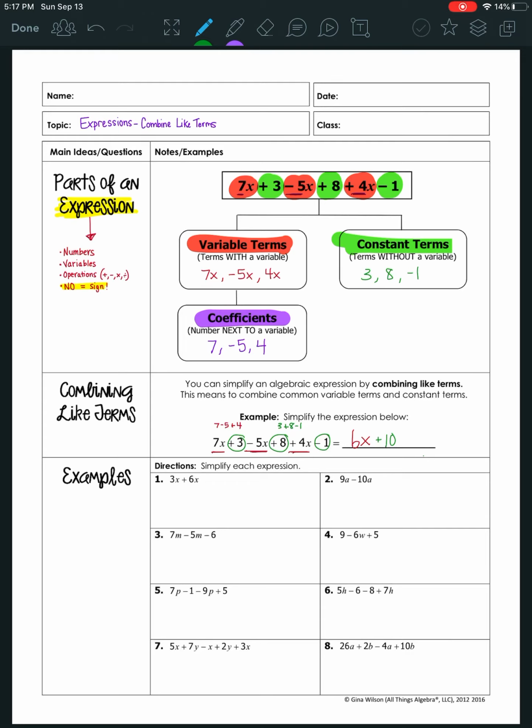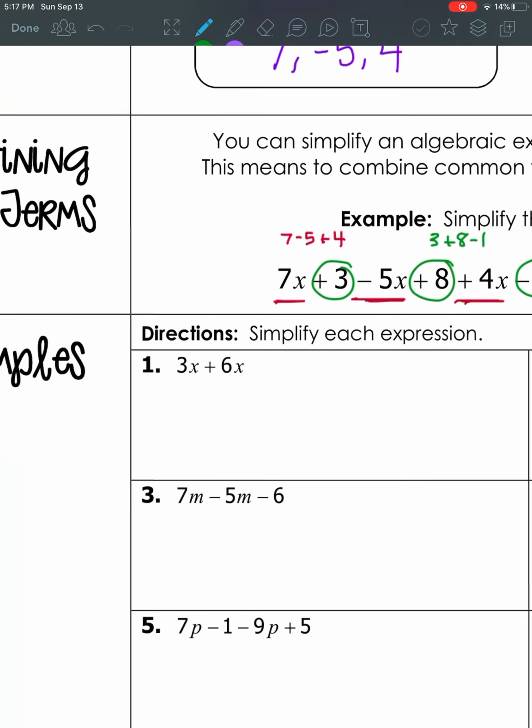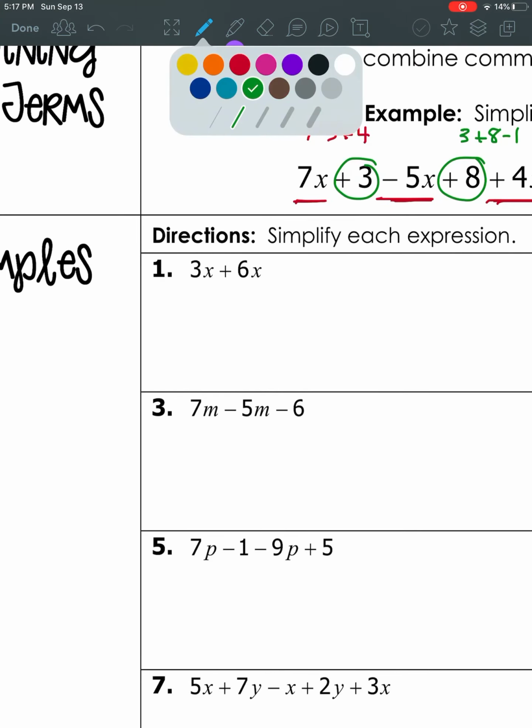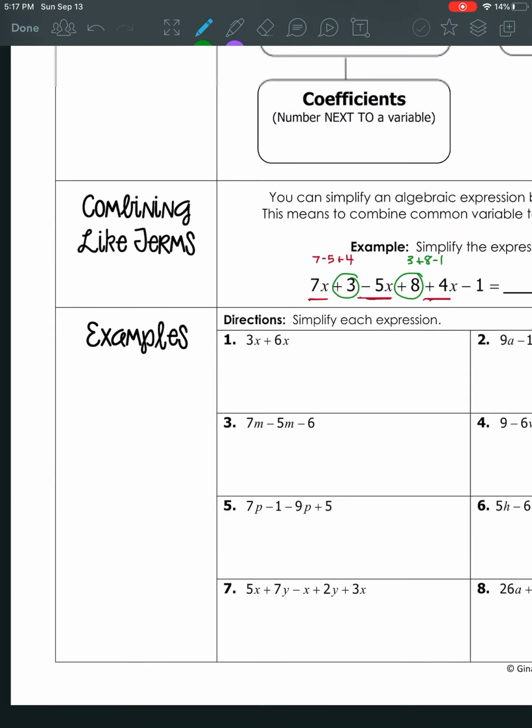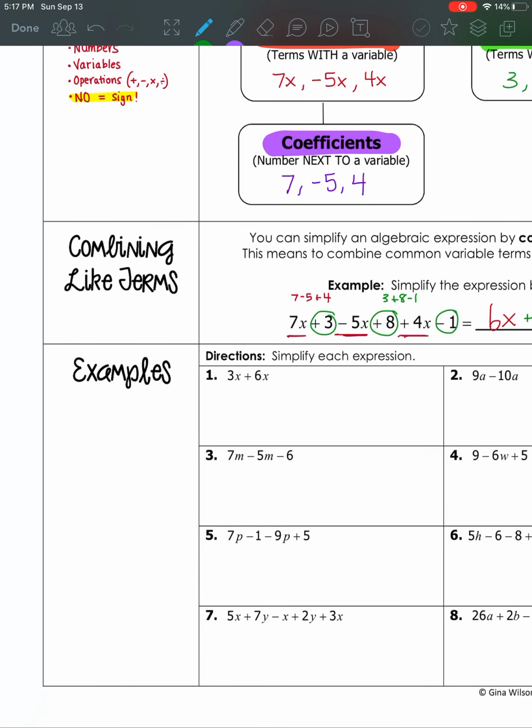If you notice, it's just a lot shorter. Okay, so let's look at some of these examples. I'm going to do some of them with you, and then I'm going to have you pause the video and you try them on your own.